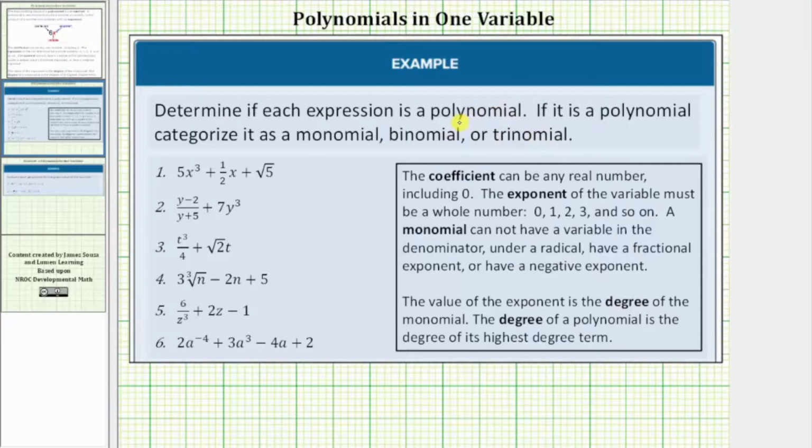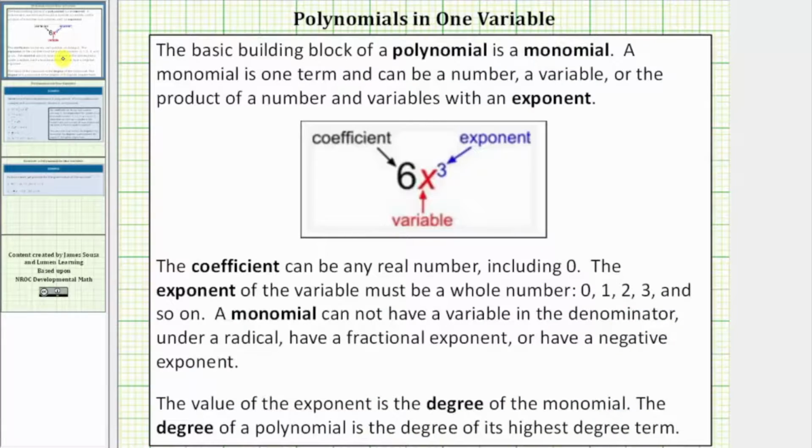Let's begin by reviewing the definition of a polynomial. The basic building block of a polynomial is a monomial. A monomial is one term and can be a number, a variable, or the product of a number and variables with an exponent. Here's an example of a monomial. The coefficient can be any real number including 0.